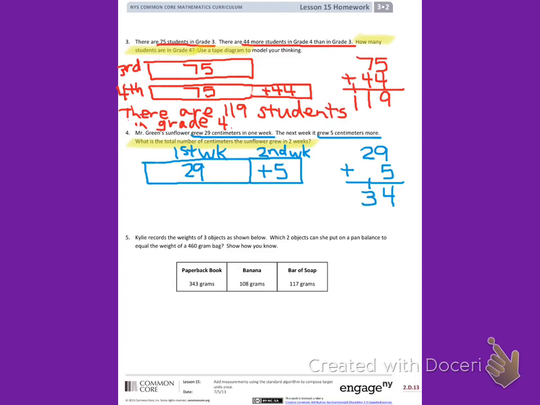Now I need to write it in a sentence. What is the total number of centimeters the sunflower grew in 2 weeks? The sunflower grew 34 centimeters in 2 weeks.